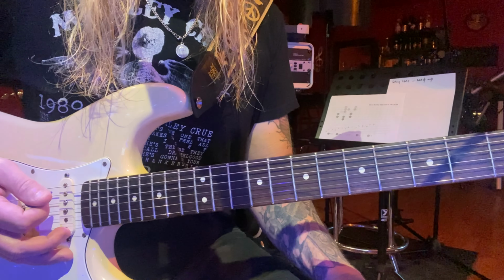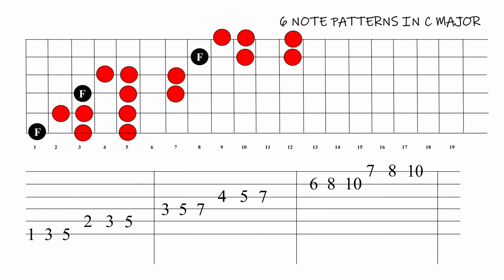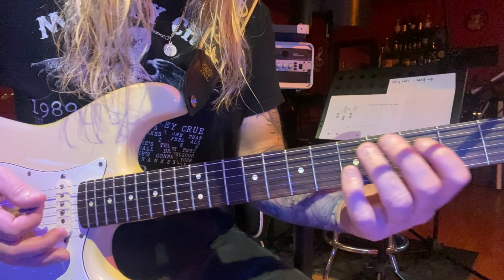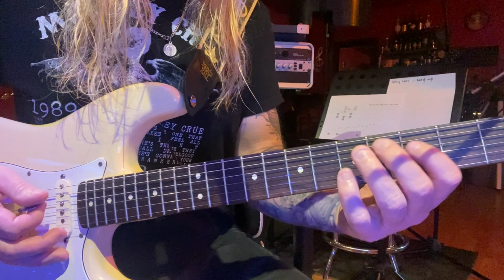So when you go to your D string, you'll see the 3, 5, 7, 4, 5, 7. The numbers look different, but the shape is identical, okay? Use the exact same fingers. It's the same notes repeated again. And then when we get to the B and high E string, we have 6, 8, 10, 7, 8, 10. It's the same fingers again, same notes again.